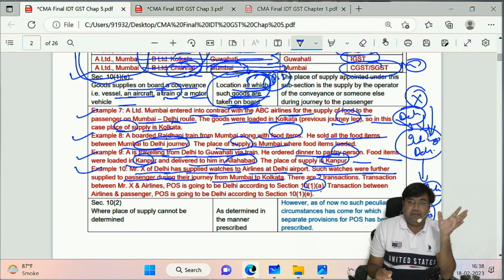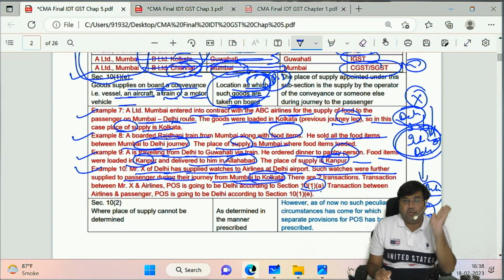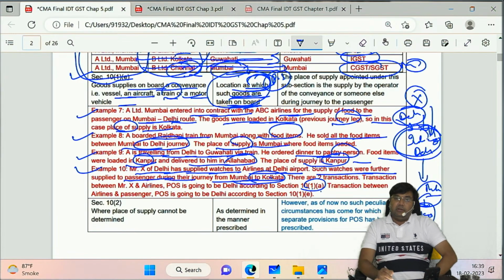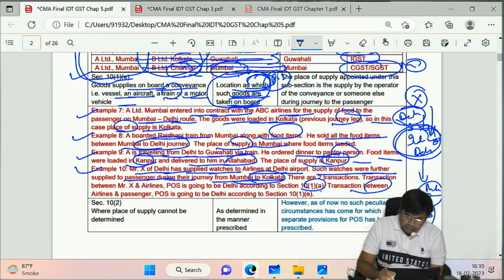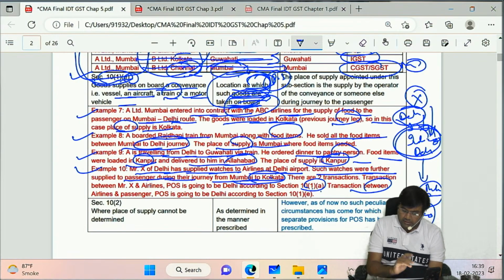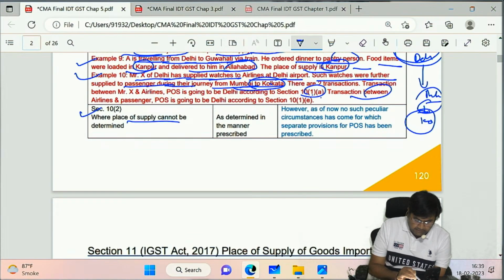The second leg is when Indigo Airline is supplying on the Mumbai to Kolkata leg. That is not basically relevant because the goods were boarded in Delhi itself. So in whichever leg these watches are going to be sold, the place of supply is going to be Delhi only. But for this you are going to apply section 10 subsection 1 clause E, where the goods are taken on board. Then section 10 subsection 2, where the place of supply cannot be determined.